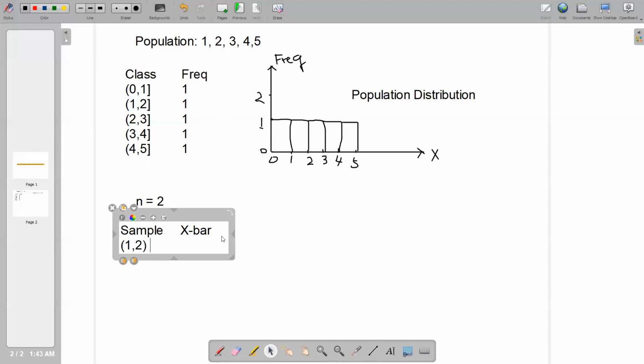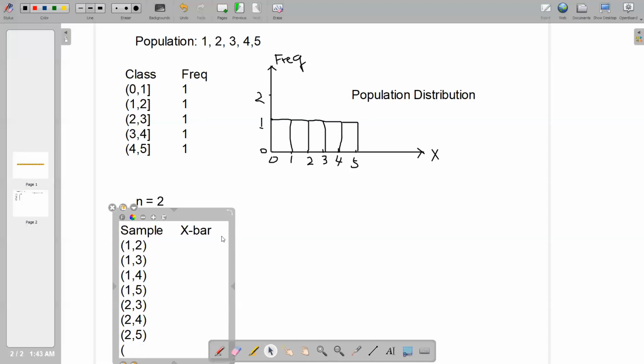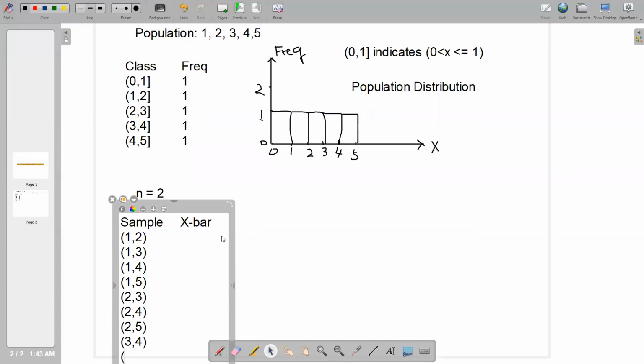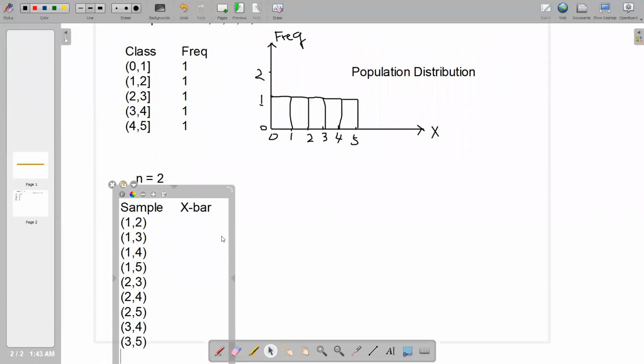So you could get 1 and 2, and you could get 1 and 3. You could get 1 and 4. Then what other samples could there be? 1 and 5. And then 2 and 3. 2 and 1 is the same as 1 and 2, they're the same sample being chosen. Then 2 and 4, and 2 and 5. Then 3 and 4, and 3 and 5. And 4 and 5.